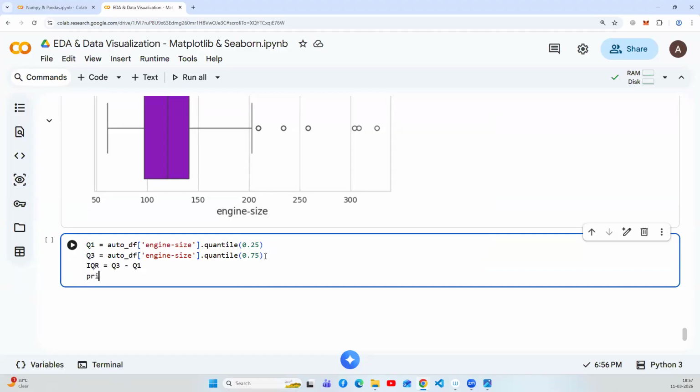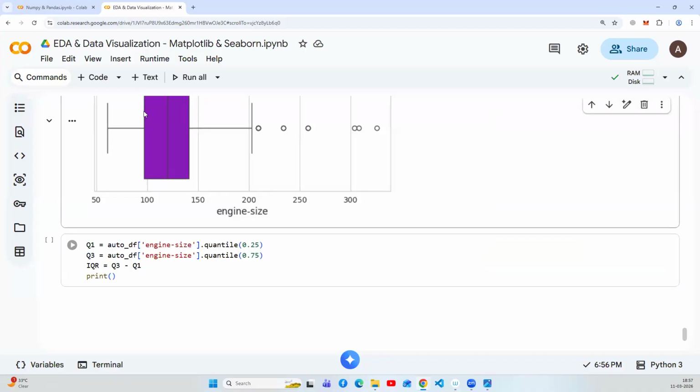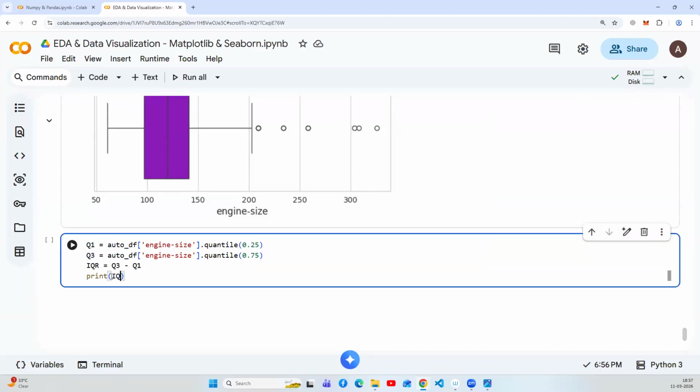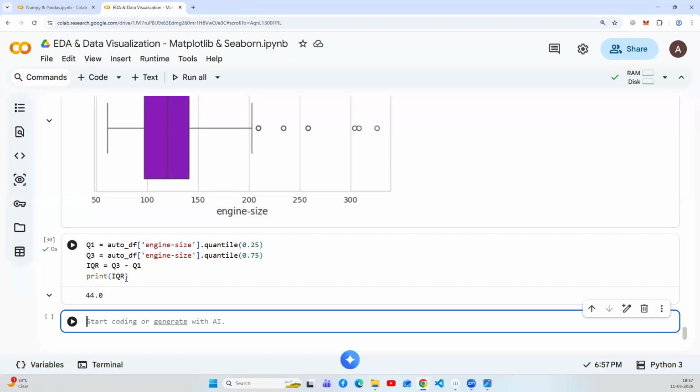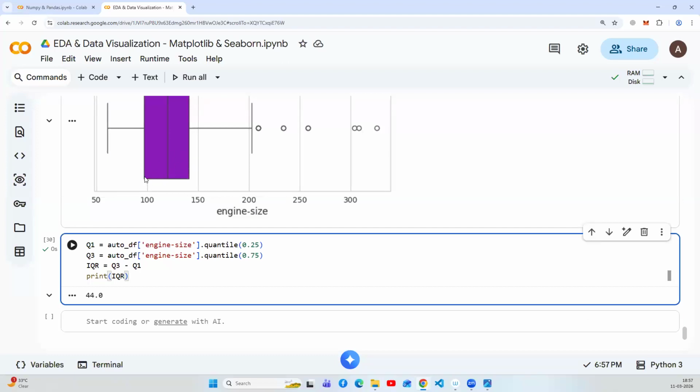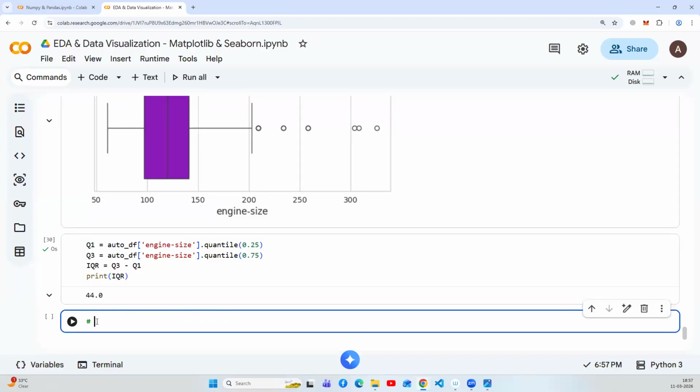And what is IQR? IQR is this value. The start of the box is your Q1 value, whereas the end of the box is your Q3 value, and IQR returns 44. That's the range between this value and this value. Now, what about these lines? They are called the upper bound and lower bound, or upper limit and lower limit. So first, let's identify the lower limit.